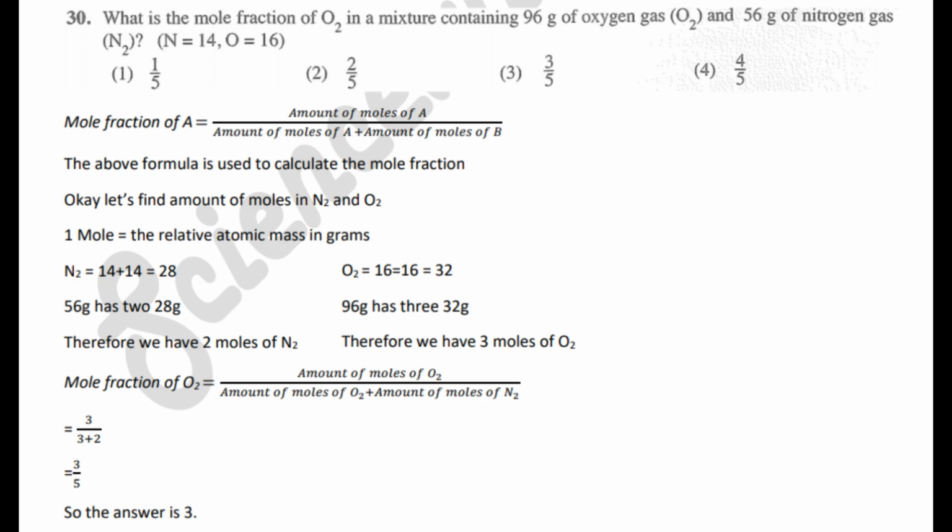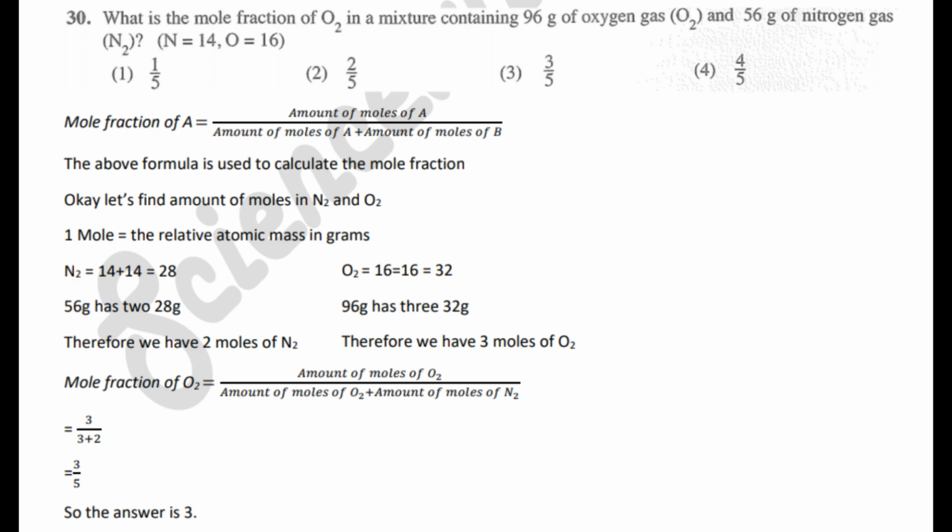Okay, let's find the amount of moles in nitrogen and oxygen, N2 and O2. 1 mole is equal to relative atomic mass in grams. I talked about this more deeply in a previous video, I think the first one. So N2, 1 nitrogen is 14 relative atomic mass, 14 plus 14, 28. And O2, 16 plus 16, 32. So we have 56 grams of nitrogen, right? 56 is 2 times 28, so 56 divided by 28 is 2. Therefore, we have 2 moles of nitrogen.